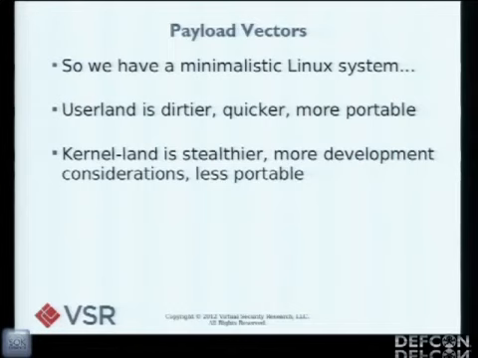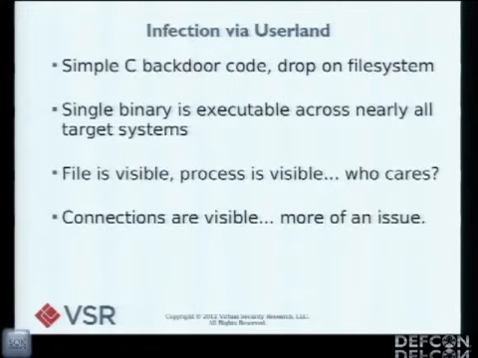All right, great. Next step, deploying the payload. We have this unpacked file system. How can we deploy a payload into this thing and then put it back together and then get code execution on the device? So just looking at the environment, we have a minimalistic Linux system. We have two vectors we can do this through. Userland, which is dirtier, quicker, more portable. You can run a single binary across every device because it's the same architecture. Or you can do kernel land, which is stealthier, but you have more development considerations and it's less portable. You have to tailor it to each specific device.